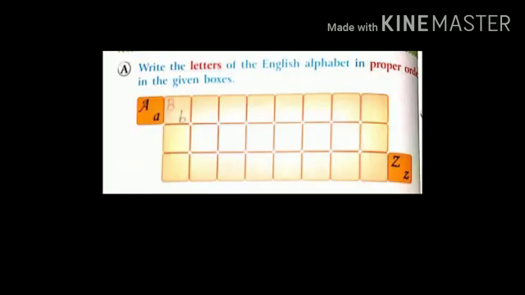Children, just look at page number 6, question number A. Write the letters of the English alphabet in proper order in the given boxes. Children, here some boxes are given. You have to write the English alphabets like A, B, C, D, E, etc., in proper order. Okay, this is your homework.